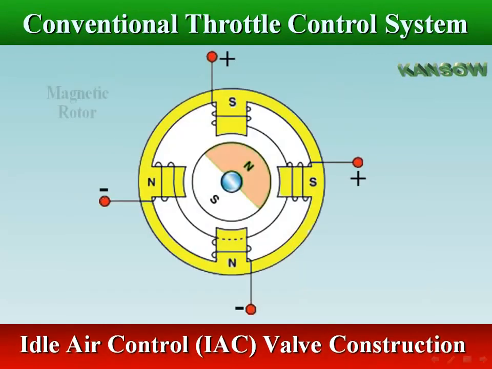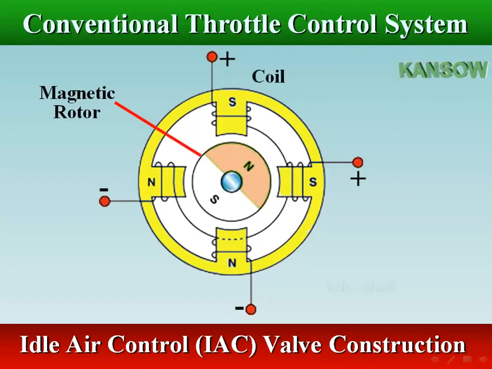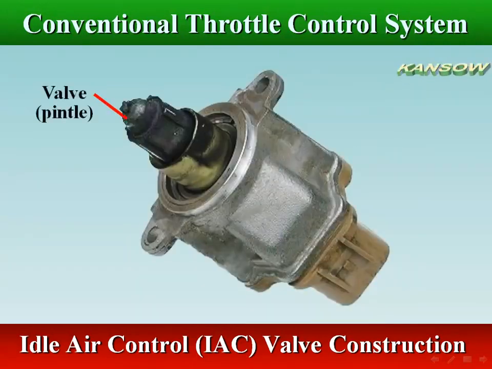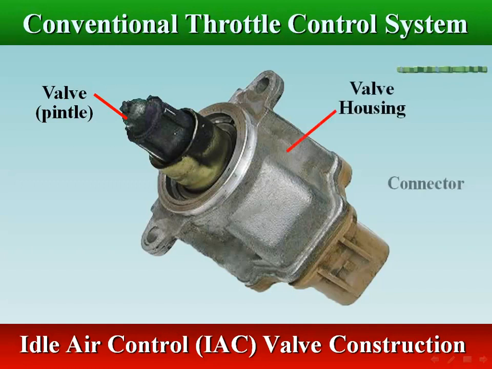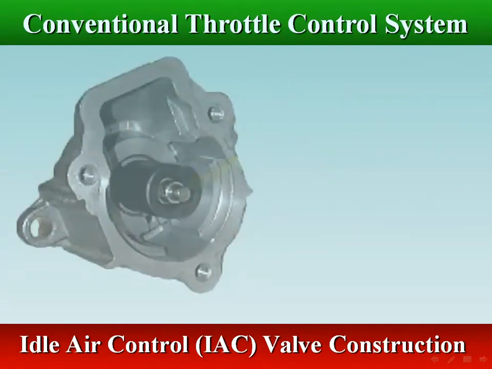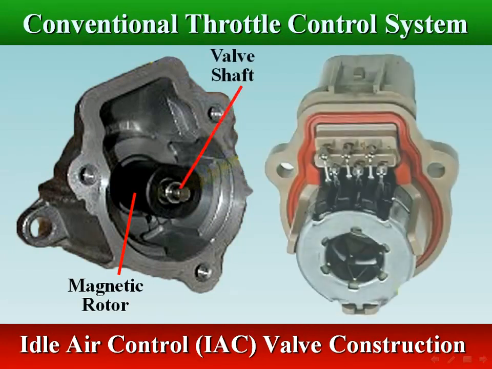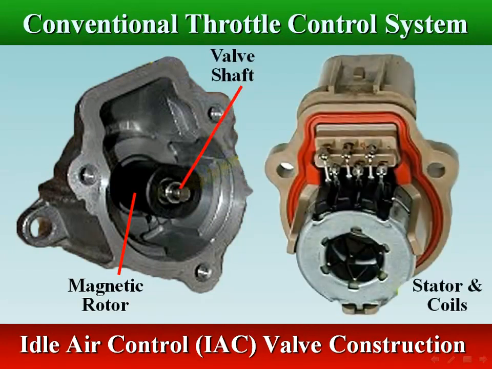The valve assembly consists of 4 electrical stator coils, a magnetic rotor, a valve, pintle, and valve shaft. The valve shaft is screwed into the rotor so that as the rotor turns, the valve assembly will extend or retract. The direction of valve movement depends on the sequence by which the ECM energizes the coils.